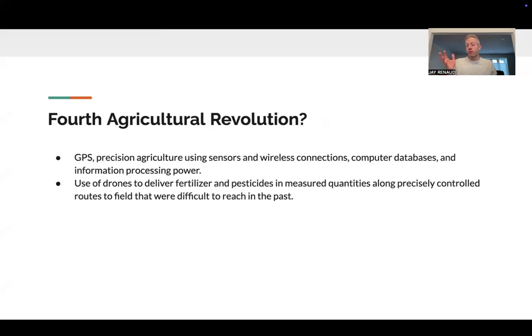Some might say that we're in a fourth agricultural revolution where we now have drones, robots, automated tractors and machinery, and GPS. And it is pretty cool what farmers are able to do and what they're using today.